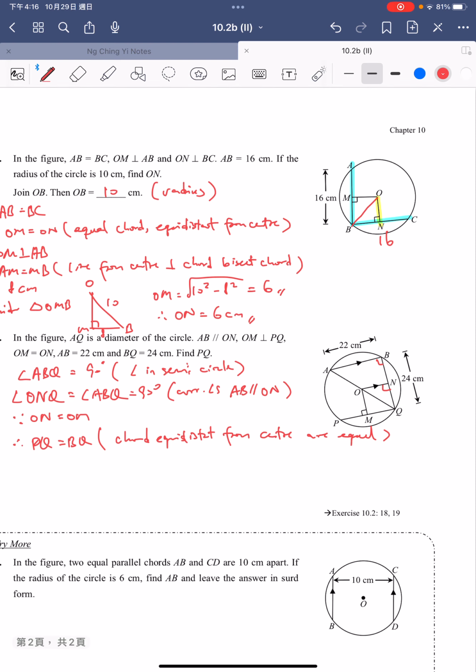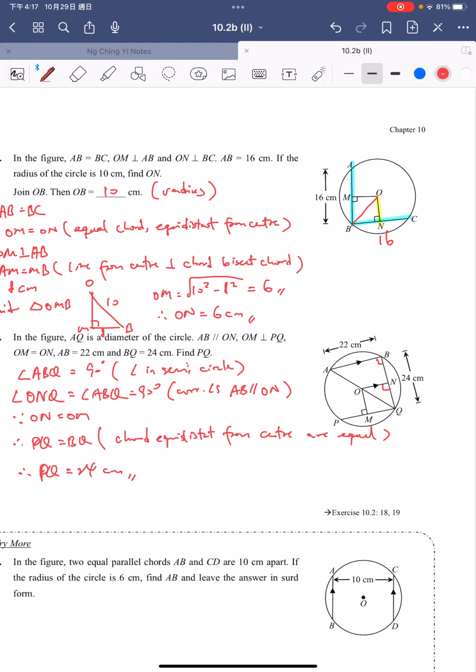And then as PQ is equal to BQ, BQ is equal to 24 cm. Not that hard, but there's a trap. When you see that ON is equal to OM, and you instantly say that BQ is equal to PQ, then you get 0 marks because you didn't prove that OMQ is a right angle.